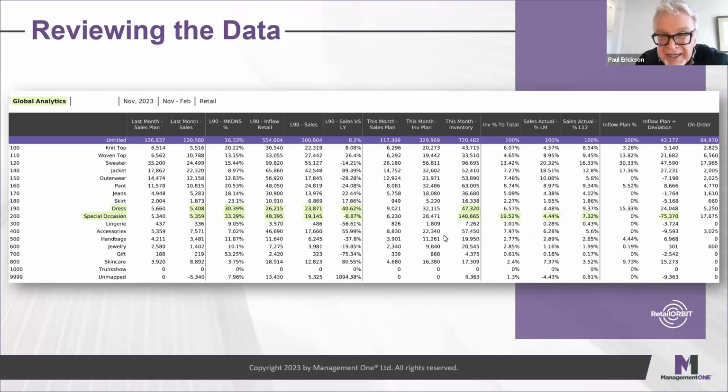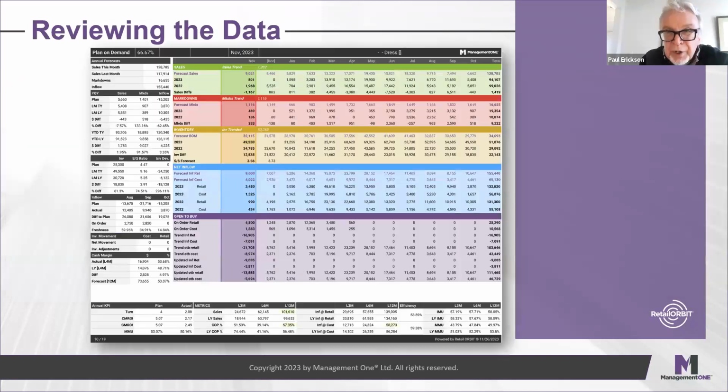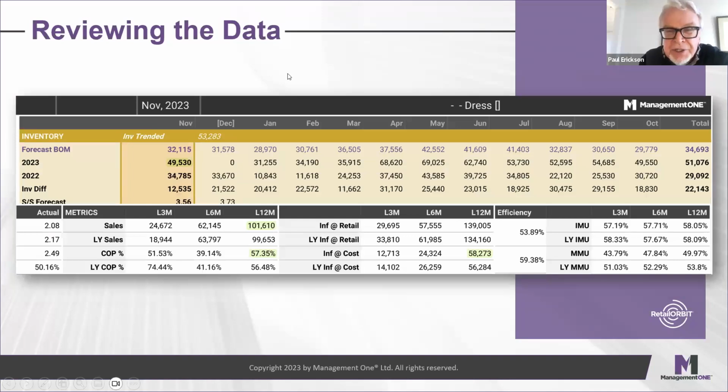Every classification needs to stand on its own, of course, but one classification cannot rob another of future profits. I'm going to show you this in a different way now, and we're going to actually look at the merchandise plan. This is the merchandise plan for dresses. But let's blow up what I want to talk about. This is the same retailer, the same dresses. Remember the inventory. The inventory right now is 49,000.